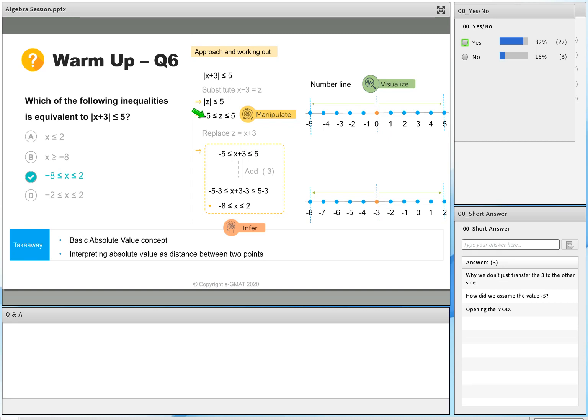Why don't we just transfer 3 to the other side? We did transfer 3 to the other side here, when we subtracted 3 on all the sides.